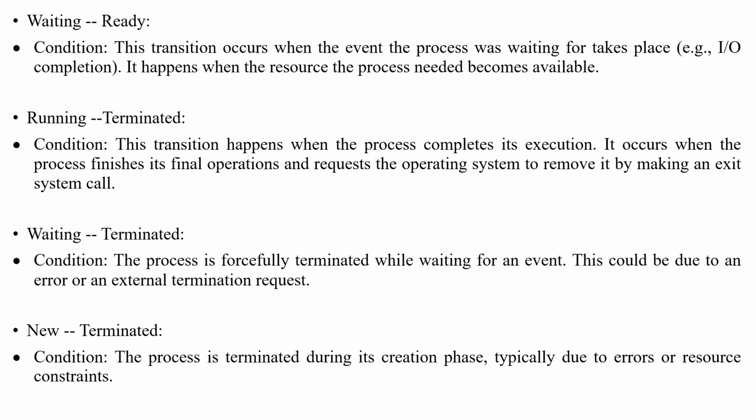Running to terminated: this transition happens when the process completes its execution, when it finishes its final operations. Waiting to terminated: the process is forcefully terminated while waiting for an event. This could be due to an error or an external termination request. New to terminated: this occurs when the process is terminated during its creation phase, typically due to error or resource constraints.